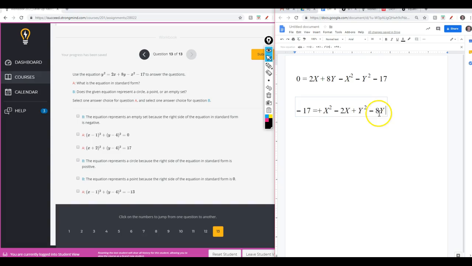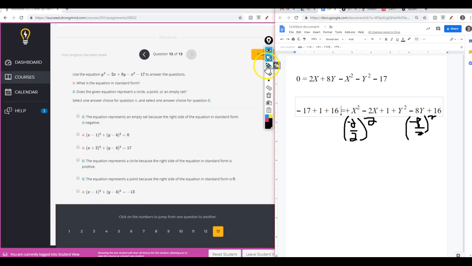And then to complete the square, we're going to add our b halves, so -2 halves squared. -2 divided by 2 is -1. -1 squared is positive 1. And again, remember we balance that by adding it to both sides. And then for the y, we have -8 halves being squared. -8 divided by 2 is -4. -4 squared is 16. And again, we add that to both sides.